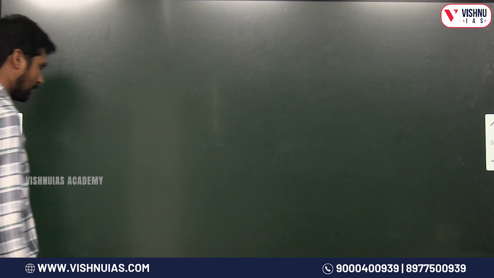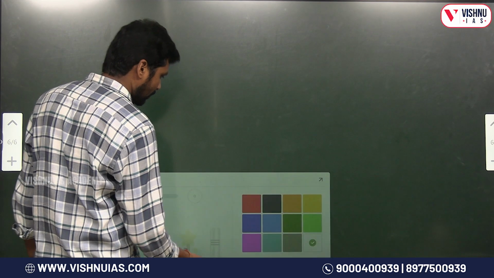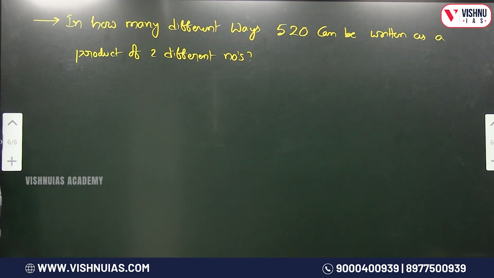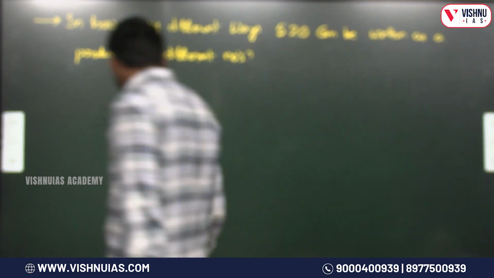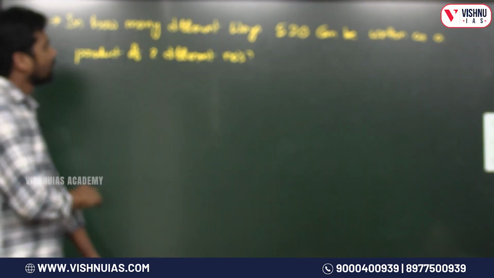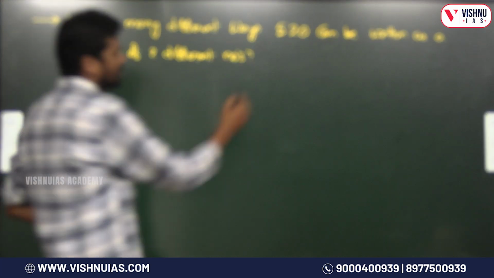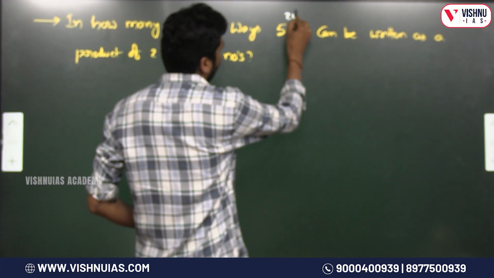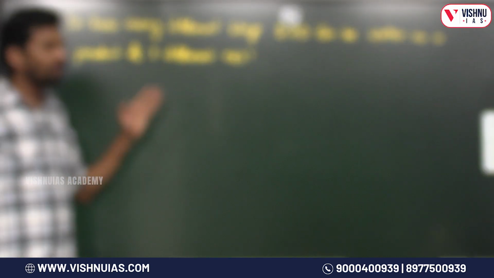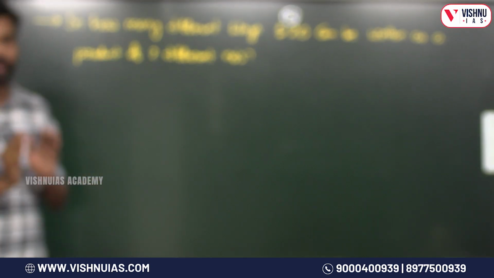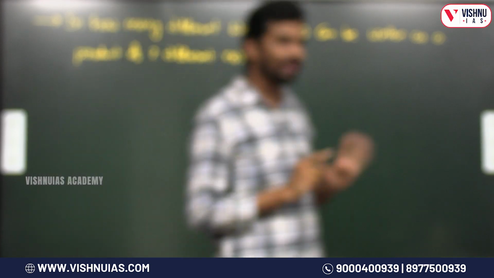Okay, let's go to the next application of even numbers, factors. Now you write this question. Do you understand the problem? Let's take a simple example first. Suppose instead of 520, let me take a simple number. In how many different ways can 24 be written as a product of 2 different numbers?